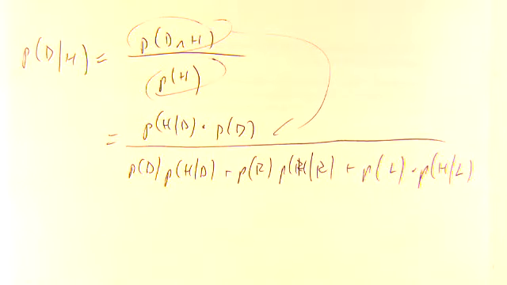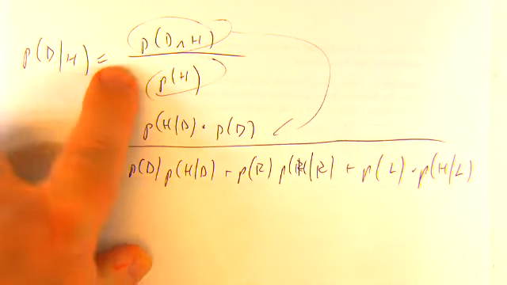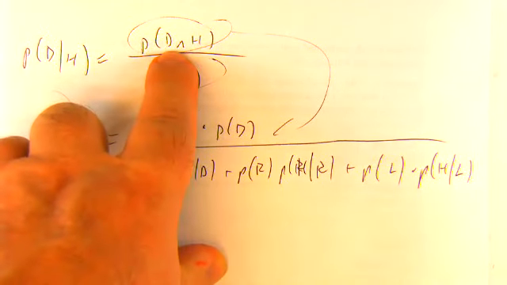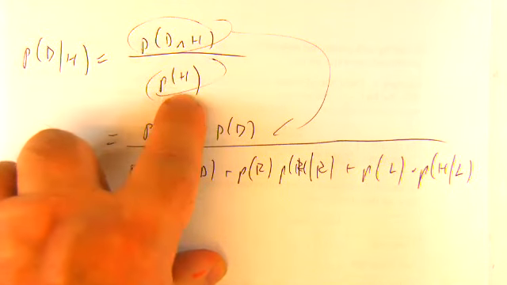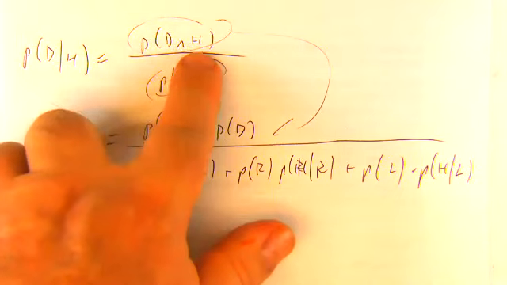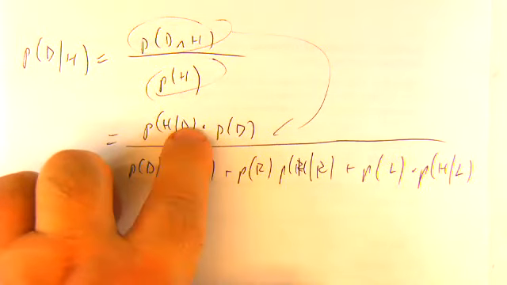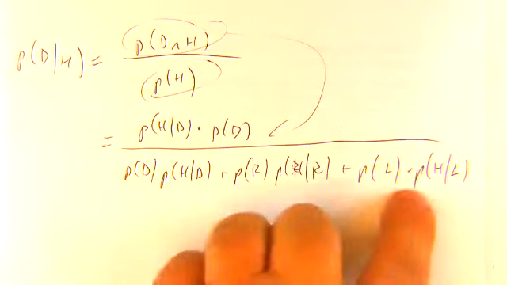So given that there's a hang up, what's the probability that Dale made the call? Well, it's the probability that Dale made the call and there's a hang up divided by the probability of a hang up. Dale making the call and there's a hang up, that's this. These numbers we all know from the table.